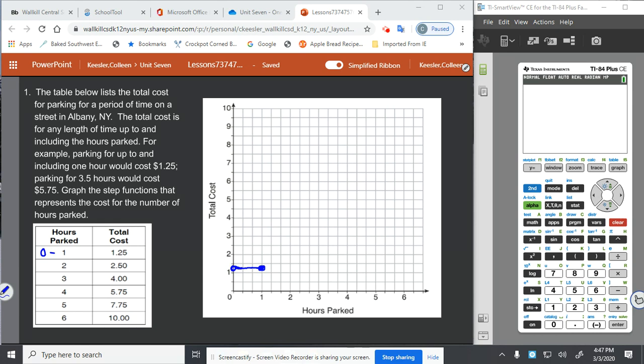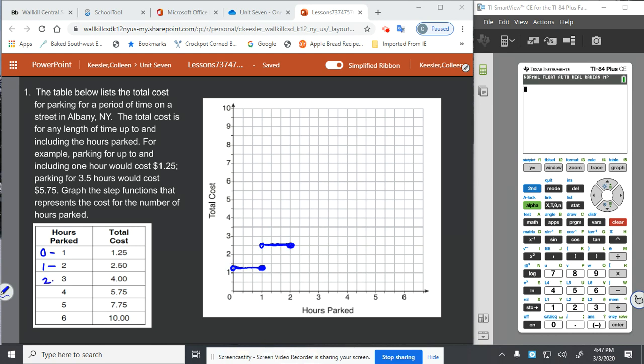That's why we put an open circle. But then that whole rest of that line indicates that we'll be billed $1.25 for anywhere between 0 and 1 hours, including the 1 hour. That's why there's a solid circle there. Then once we jump to between 1 and 2, we go up to $2.50. So we put an open circle at $2.50. And then as soon as we pass that 1 hour mark, we're charged $2.50 up until 2 hours.